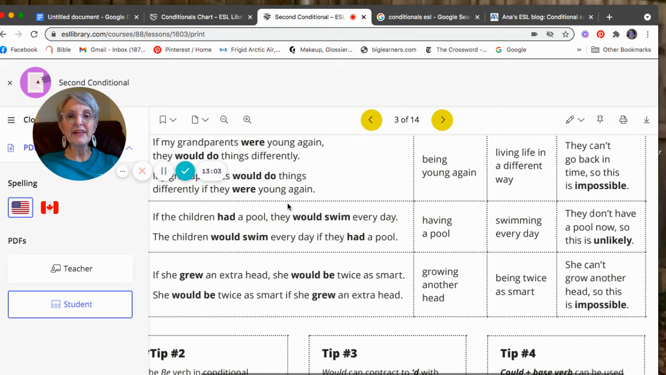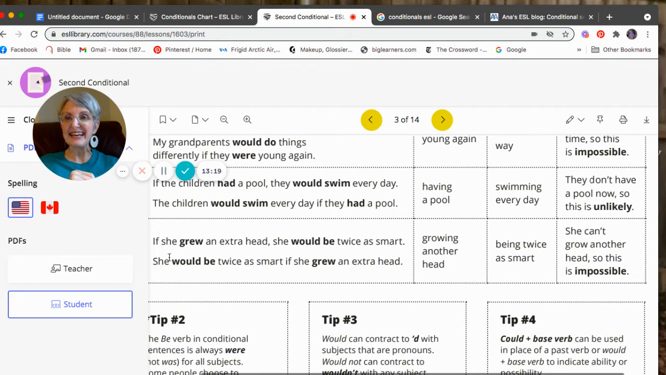All right, they have a couple of other examples. If the children had a pool, they would swim every day. The children would swim every day if they had a pool. All right, this next one is really strange. If she grew an extra head, she would be twice as smart. Okay, so we all only have one head, right? So maybe you think, well, it'd be very nice if I had two heads. Then I would be two times as smart. Okay, maybe I would be twice as confused. I don't know. But the condition was growing another head and being twice as smart.